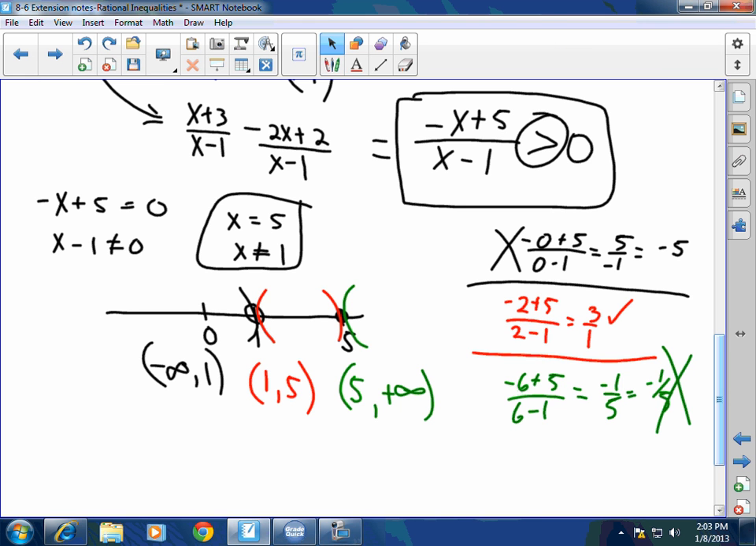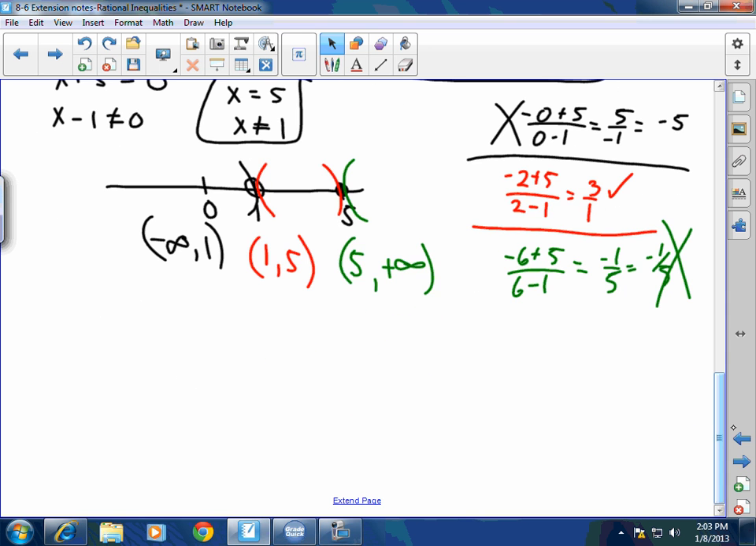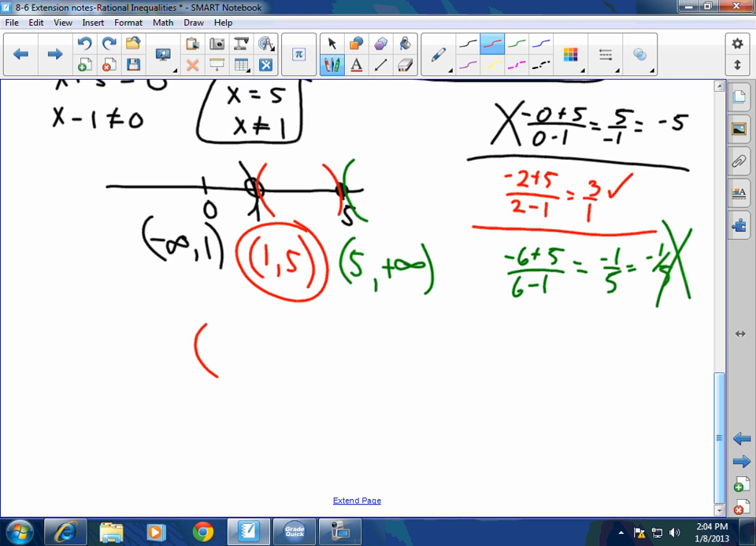So what is the only solution here? Yeah, because the x is negative. So the only one that works is this one right here. 1 comma 5 is the solution to this inequality.